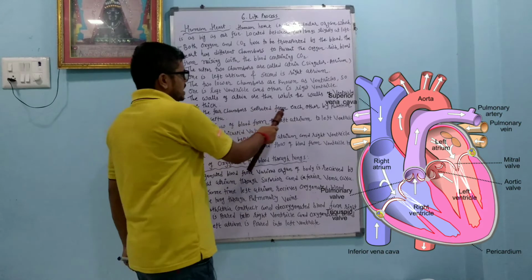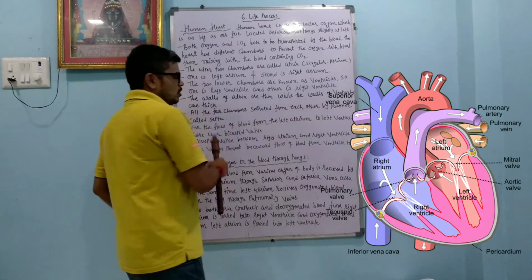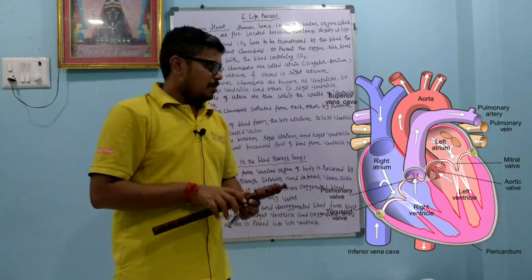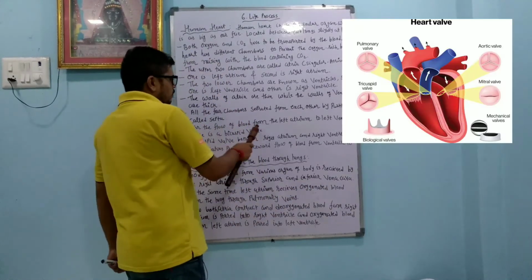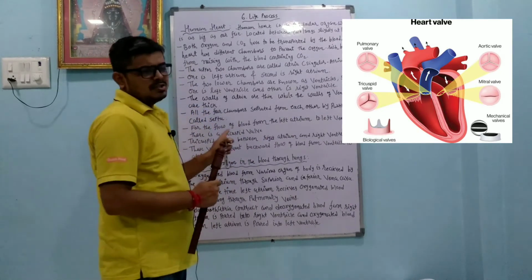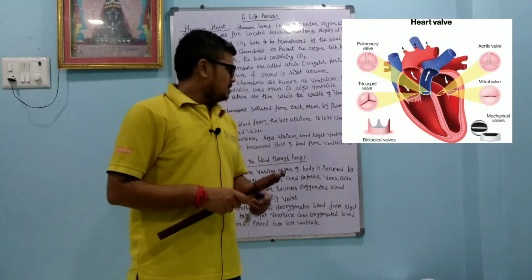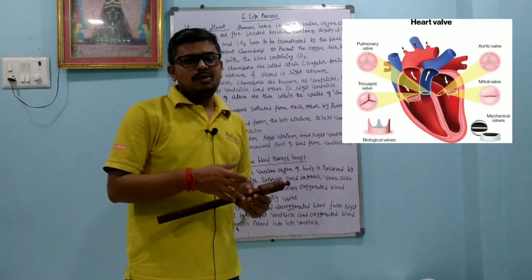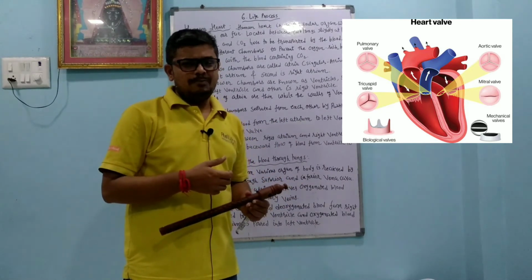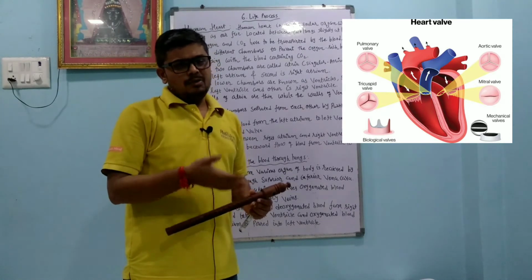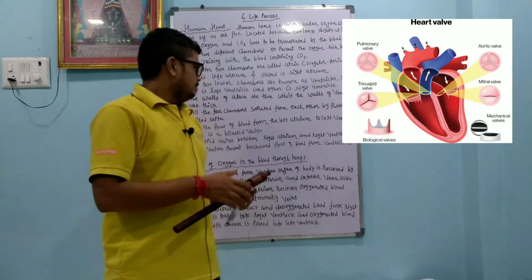All the 4 chambers are separated from each other by the partition called septa. For the flow of blood from the left atrium to the left ventricle, there is a bicuspid valve. The bicuspid valve is present between the left atrium and the left ventricle to stop the backward flow of the blood. So blood should not flow from the ventricle to the atrium.